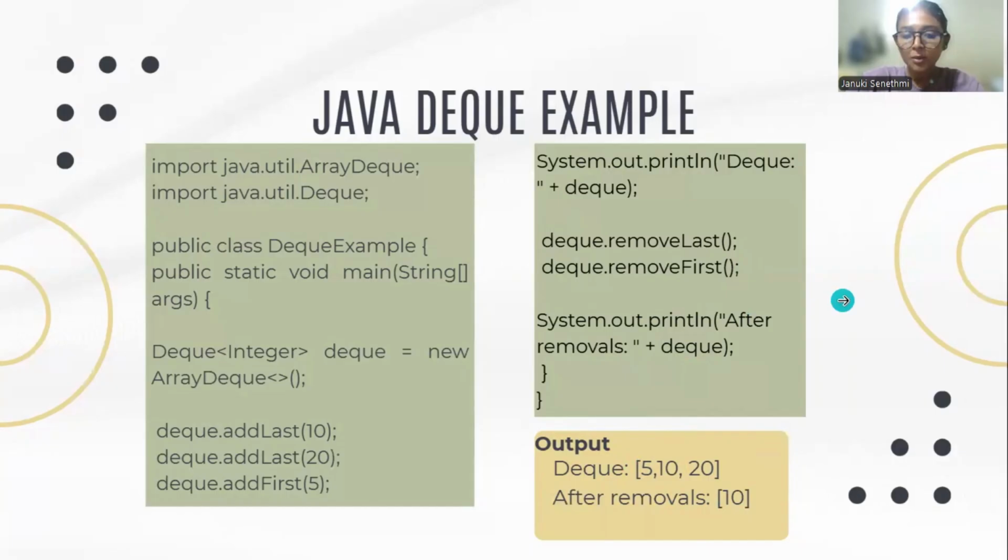So another example, think of it like a line of people. People can enter from the front and also from the back, and people can leave also from the front and the back. That flexibility is how a deque works.